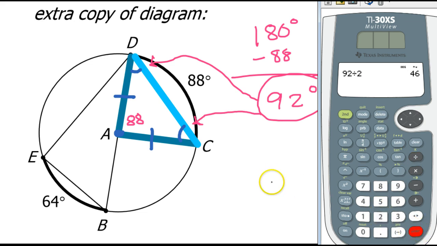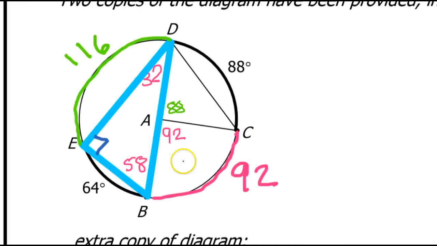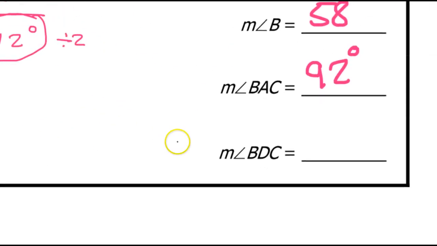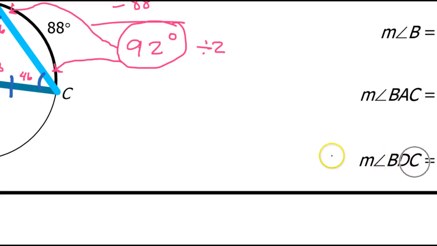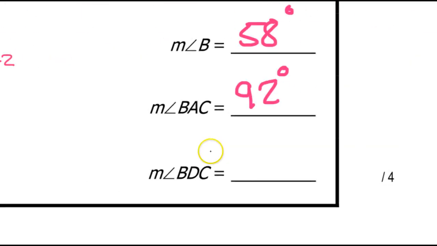Okay, and that is 46. So that means that these two angles must be 46 and 46. And if you went back and added up these three angles, you would get 180, and it all makes sense. So anyway, they asked us to find this angle ADC. That's 46. I'm sorry, they called it BDC. Same thing. BDC is this angle up here. That's 46.